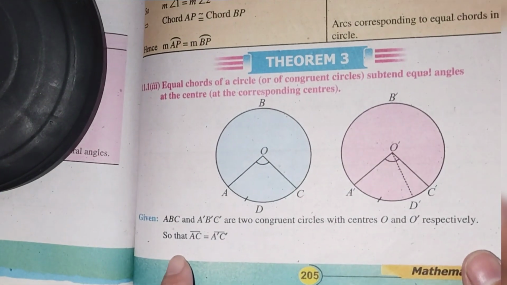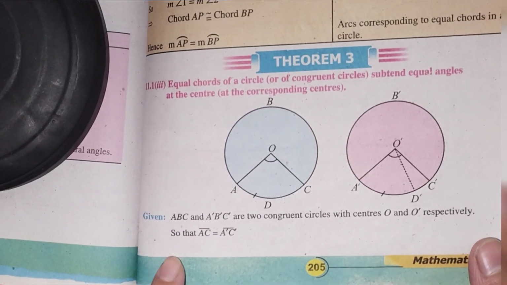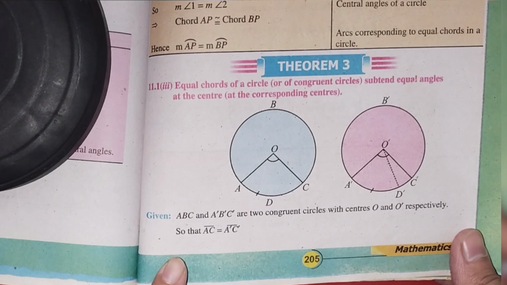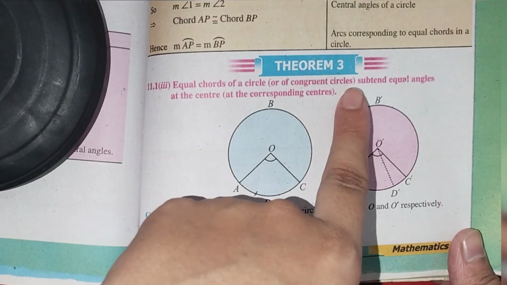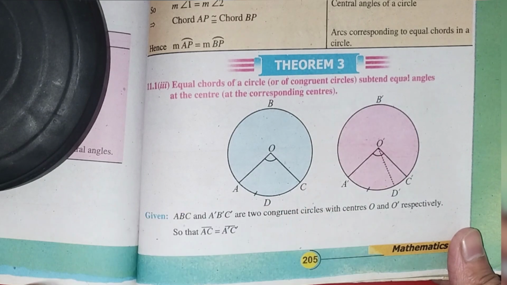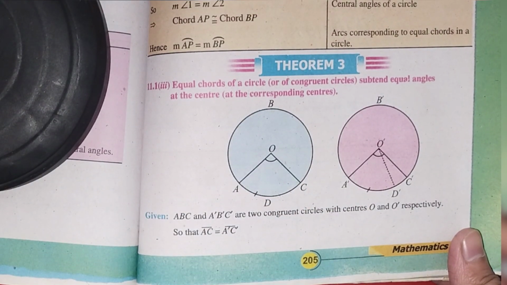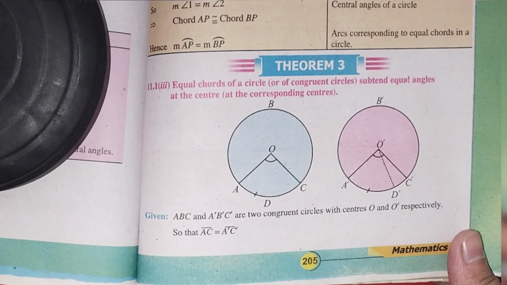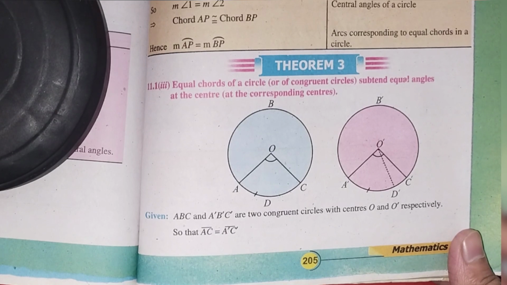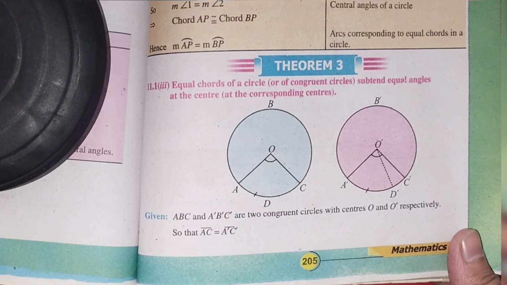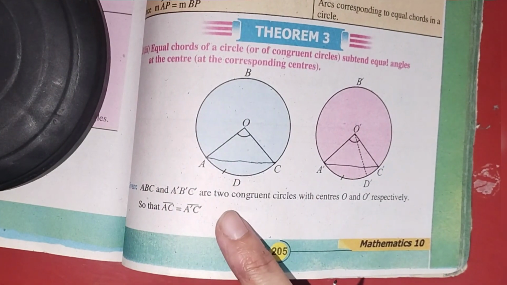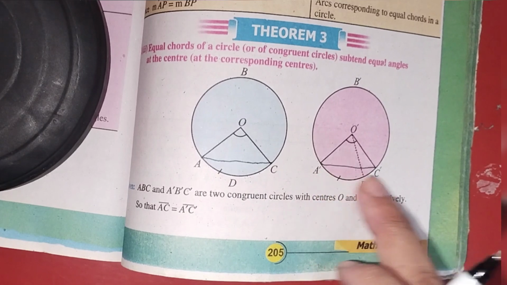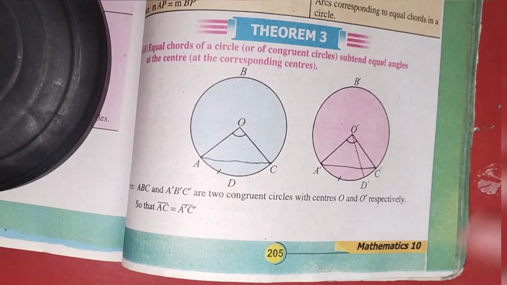Okay, so here the given is: ABC and A dash, B dash, C dash are two congruent circles, with centers O and O dash respectively, so that the chords AC and A dash C dash are equal. According to the statement, equal chords, so these two chords AC and A dash C dash are equal. I have drawn them with the pen.